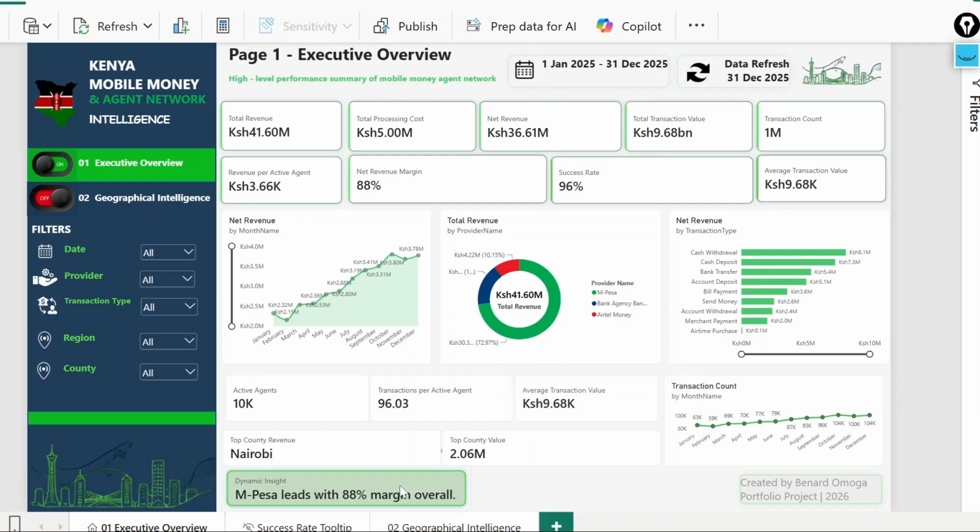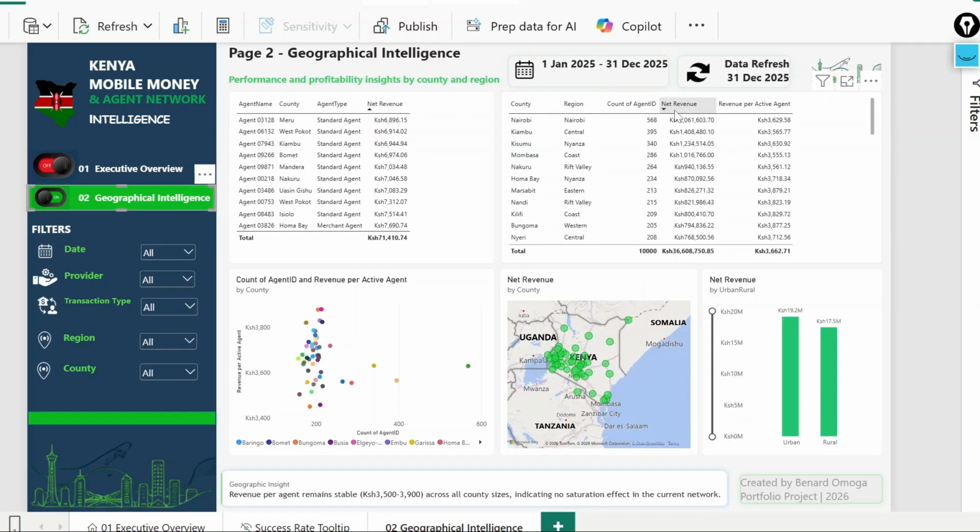And at the bottom, a dynamic insight card that reads M-Pesa leads with 88% margin overall. That sentence updates automatically if the underlying data changes. Let's move to page 2, geographical intelligence. The county ranking table shows net revenue, agent count, and revenue per active agent for all 47 counties, sorted by net revenue with Nairobi at the top.